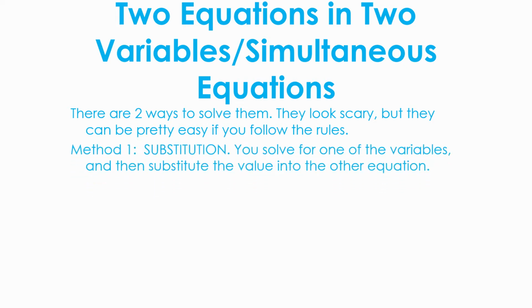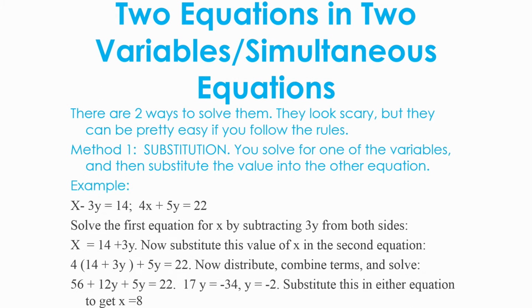First method, substitution. You solve one equation for one of the variables, and you substitute that value into the other equation. Here, let's try one. The two equations are x minus 3y equals 14 and 4x plus 5y equals 22. Well, we can easily solve the first equation for x by subtracting 3y from both sides. So x equals 14 plus 3y.